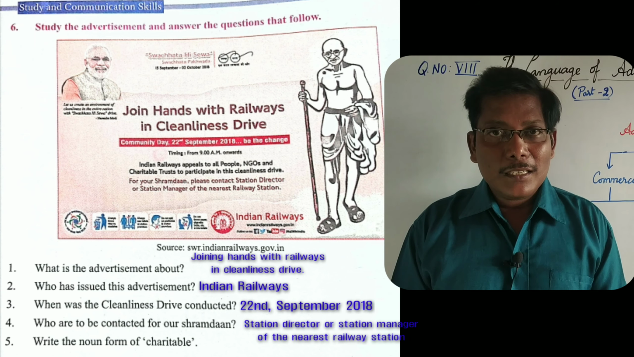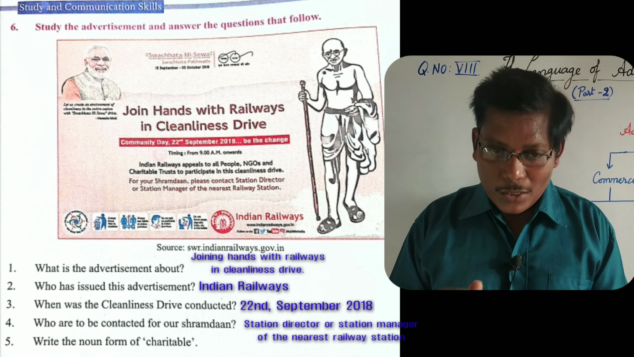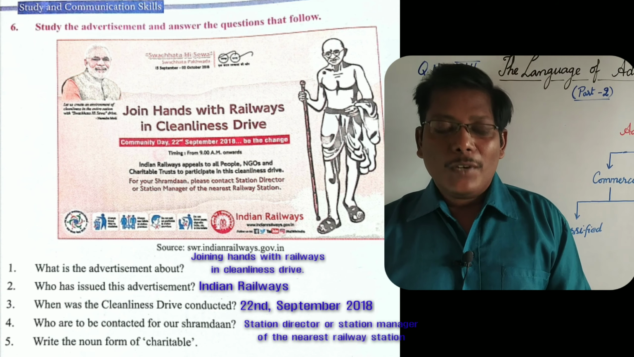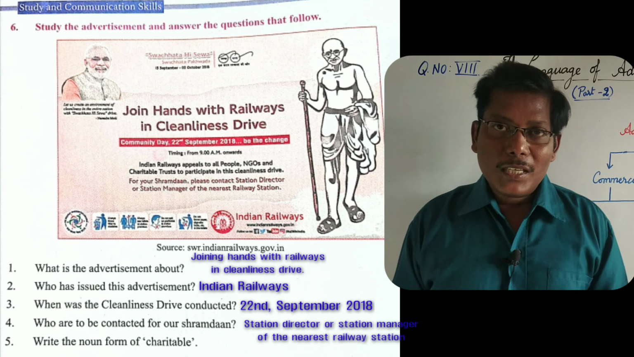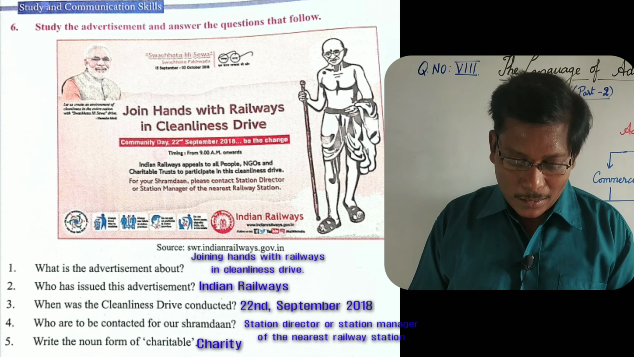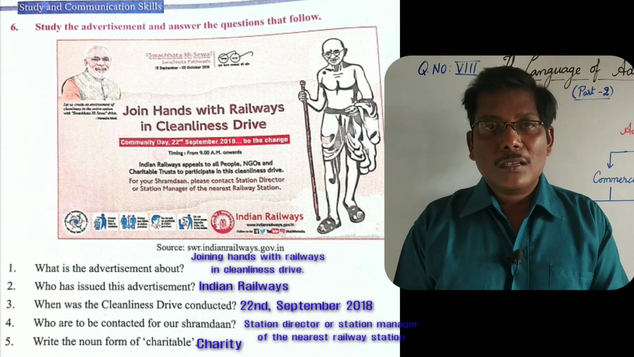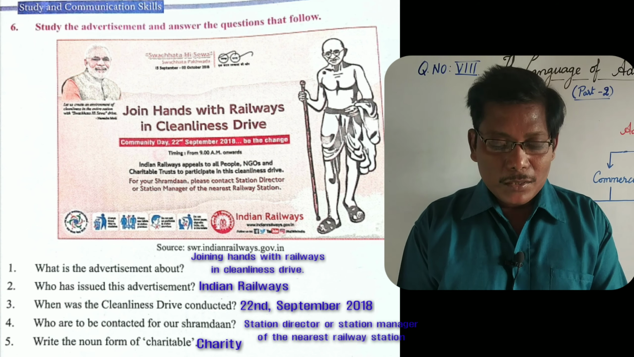Okay, and finally the last question. Write the noun form of charitable. Obviously, the noun form of charitable is charity. CHARITY, charity. So in this way, we can easily answer all the questions.